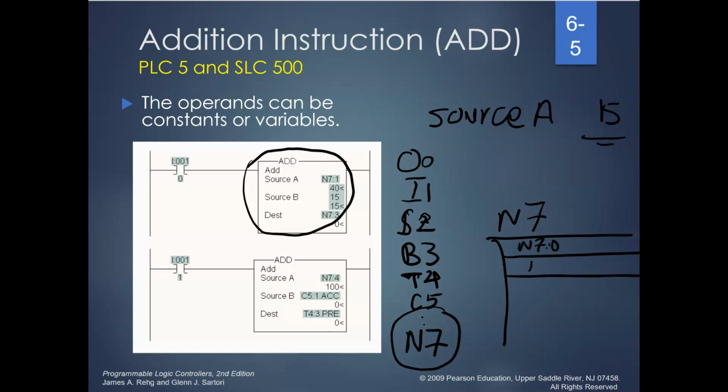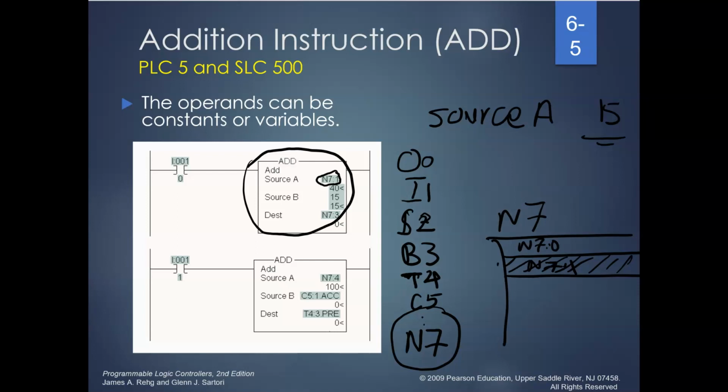The second block is N7:1, and here it's referring to this block, the integer value stored at this particular location in memory. As you can see, you can use a constant value as your source value, or you can refer to a place in your memory and provide the address for the instruction. Here we are providing the address. And for the destination, you definitely need to provide an address to save the information.